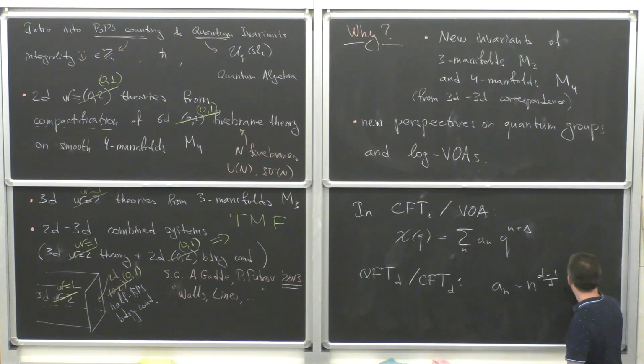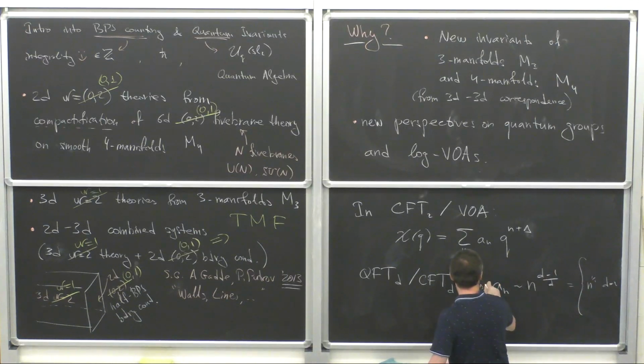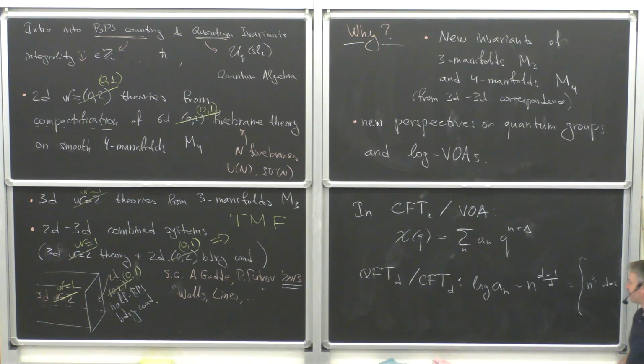And maybe I'll just write and give you a couple of cases. So if d is equal to 2, then this is n to the 1/2. Sorry, I should write log of a_n. That's the right thing. And this particular rate is actually known as the Cardy formula or Cardy growth. So I'll come back to it in a second, but let's do an even more basic case. So this is d equals 2.